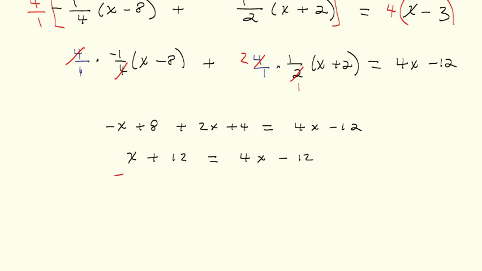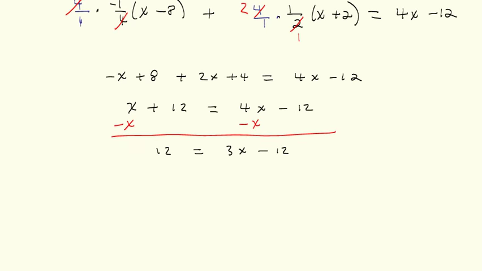Let's subtract x from both sides. Now we could have subtracted 4x from both sides. That would be just as good. I chose this way because there's more x's over here already. And when we do it this way, we get 12 is equal to 3x minus 12. We ended up with a positive 3x this way.